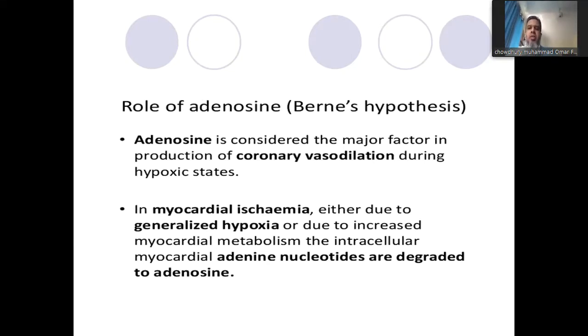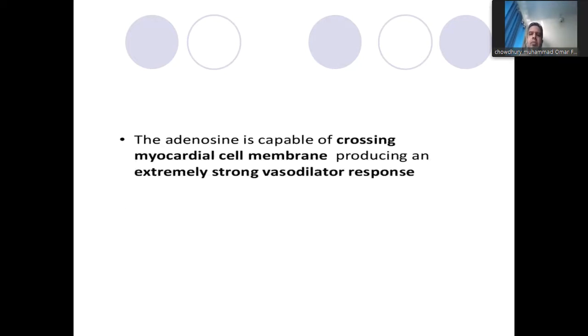Role of adenosine. This is Berne's hypothesis. Adenosine is considered the major factor in production of coronary vasodilation during hypoxic states. In myocardial ischemia, either due to generalized hypoxia or due to increased myocardial metabolism, the intracellular myocardial adenine nucleotides are degraded to adenosine. The adenosine is capable of crossing the myocardial cell membrane, producing an extremely strong vasodilator response.